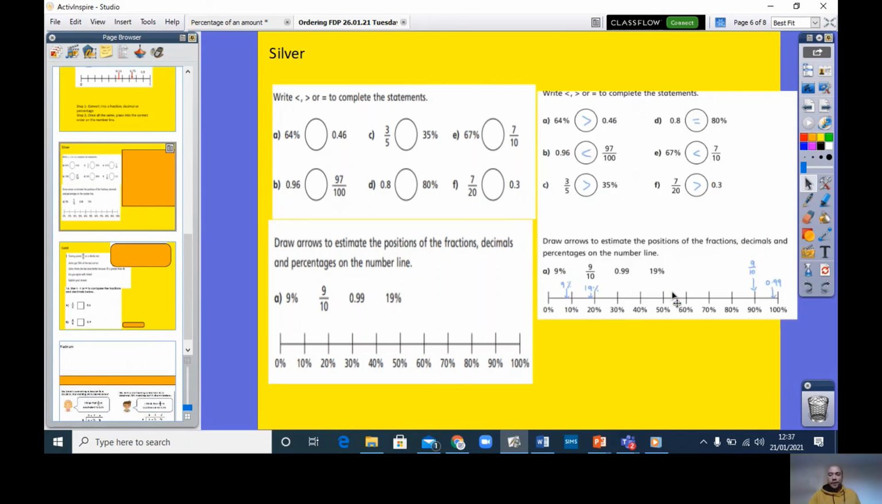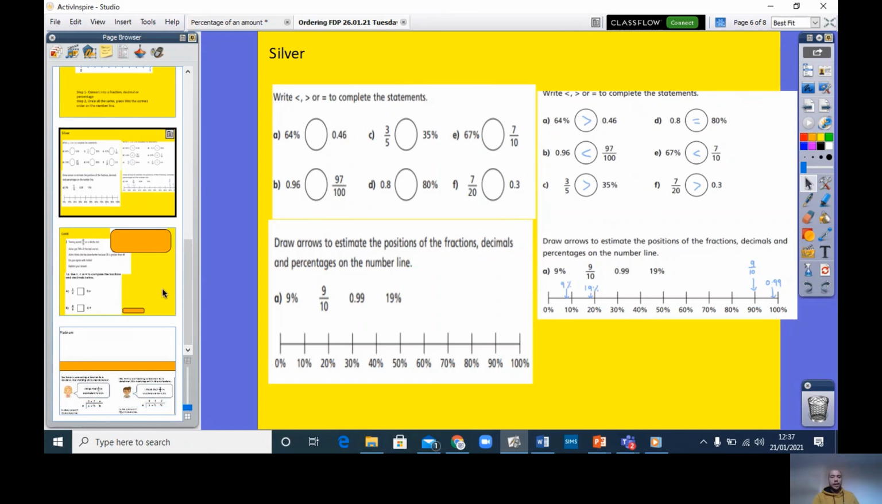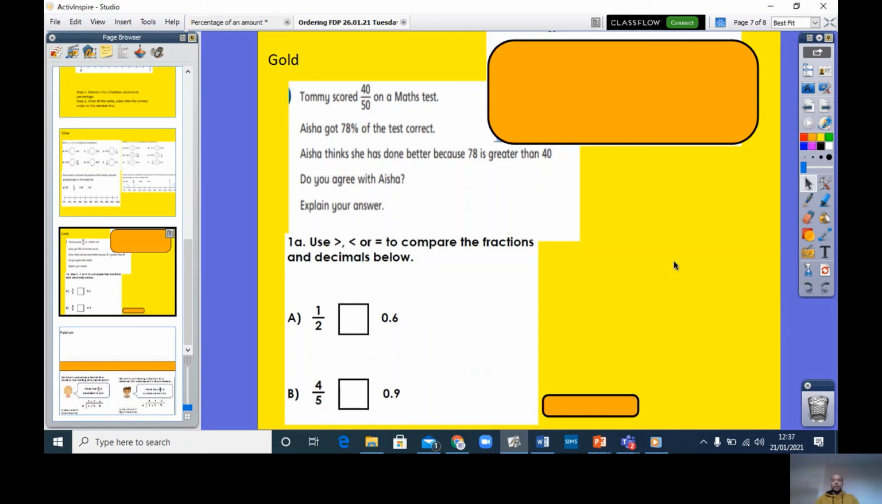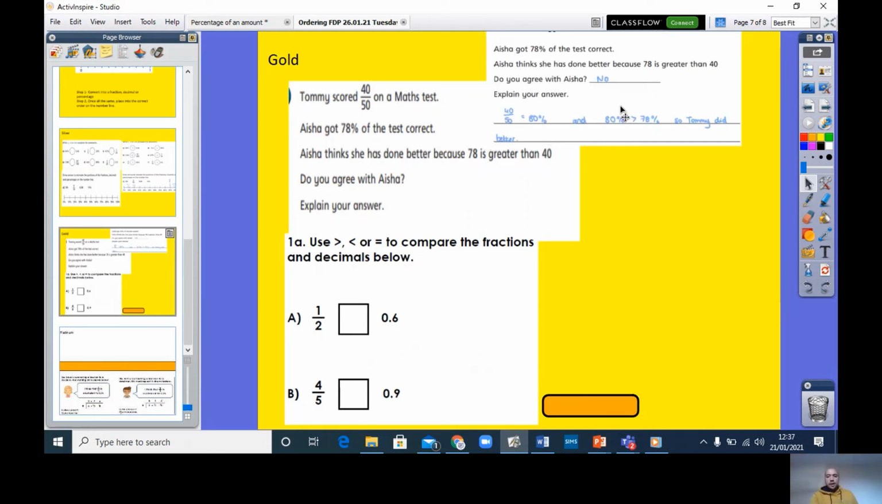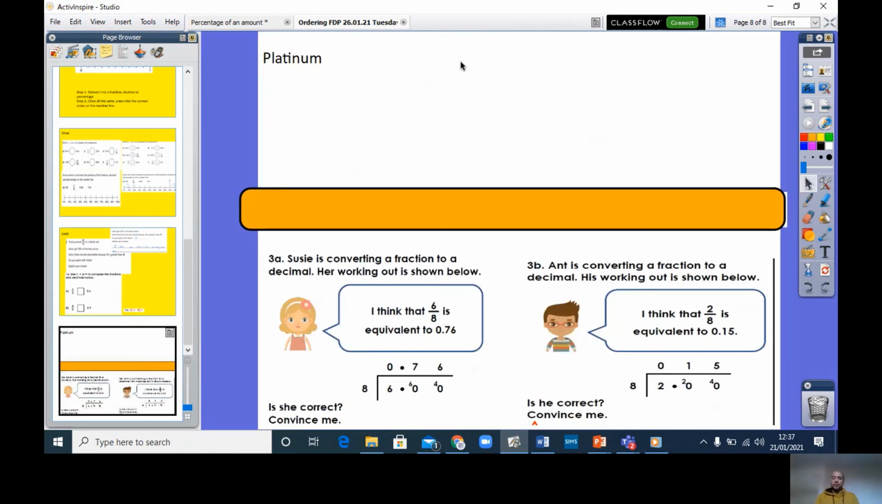Excellent. So you should have finished silver. Here are the answers for silver. If you pause the video, I'm now going to move on to gold. Here are the questions for gold. Have a go, and when you come back, I will reveal the answers for gold. Brilliant. Remember, hopefully you've explained your answer. Here is the answer for gold. If you pause the video and mark, when you come back, I'm now going to move on to platinum. Here are the questions for platinum. Have a go. When you come back now, I'm going to reveal the answers for platinum.